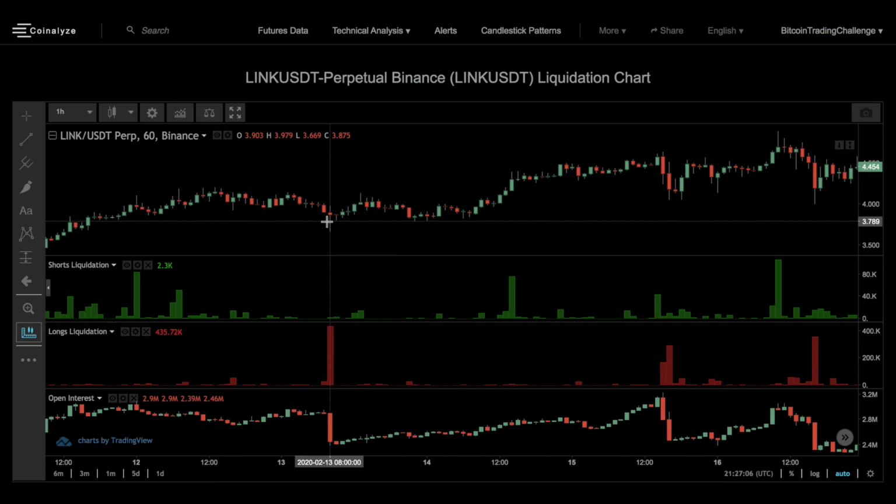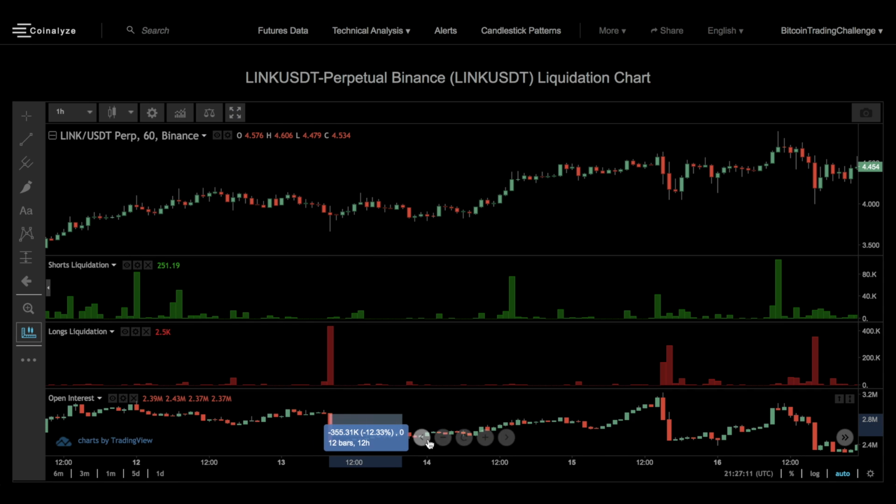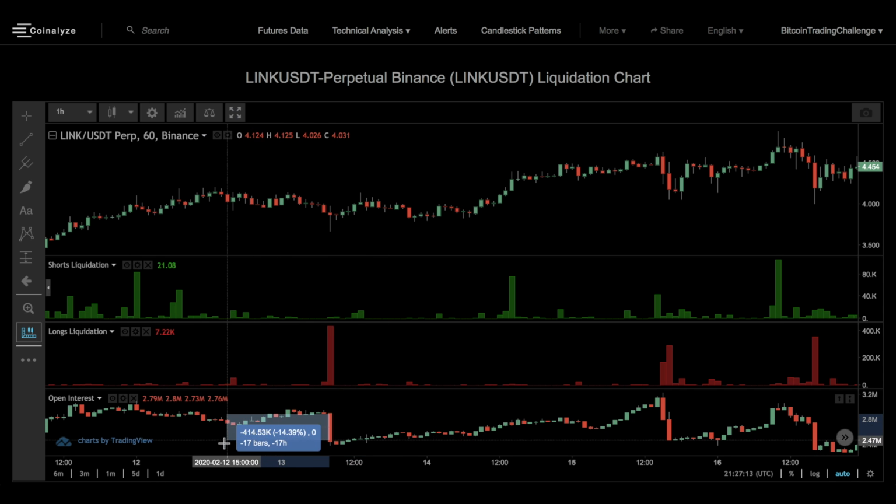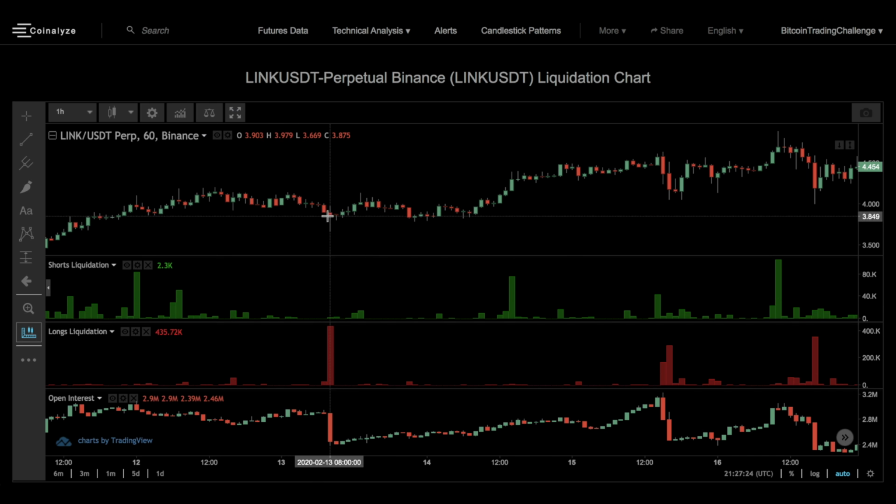I mean, I feel bad for the guys who got liquidated. Also, how much did open interest drop in 1 hour? Oh, God. Oh, geez. 16% drop in open interest? Wow. A lot of traders just exited positions right here. This is a beautiful sign.